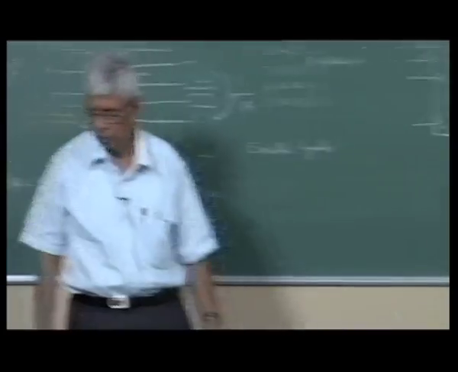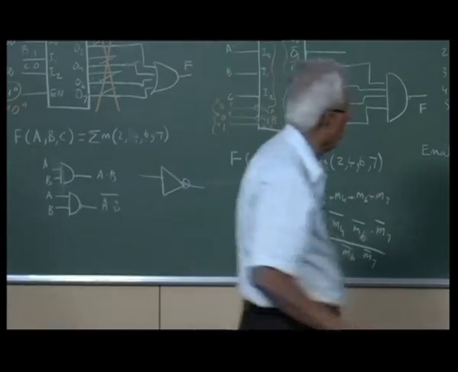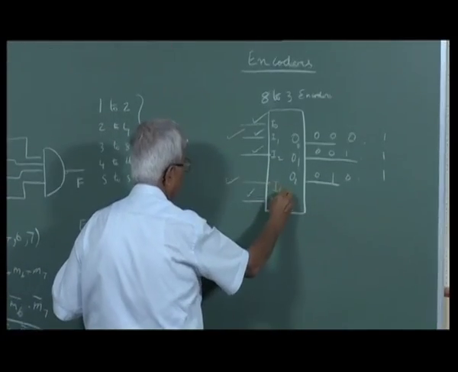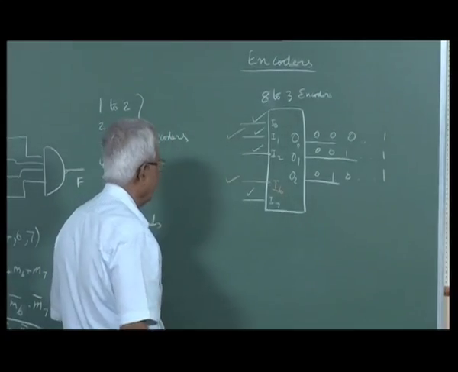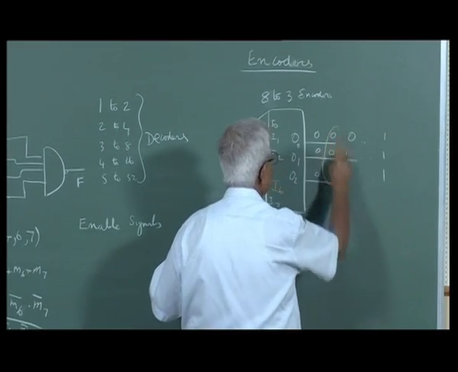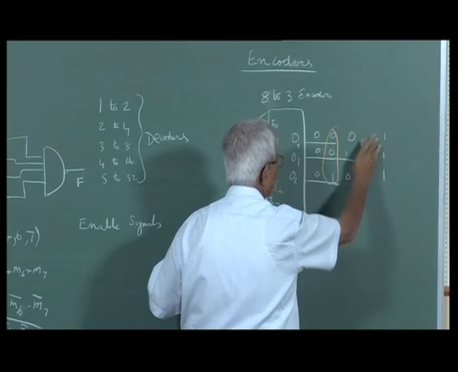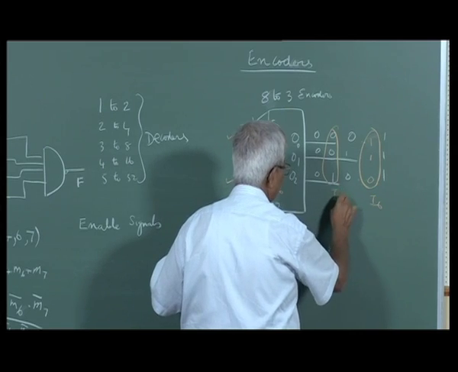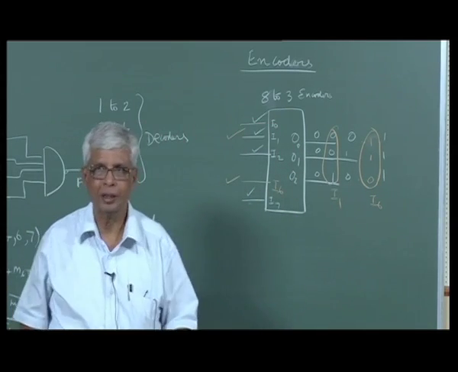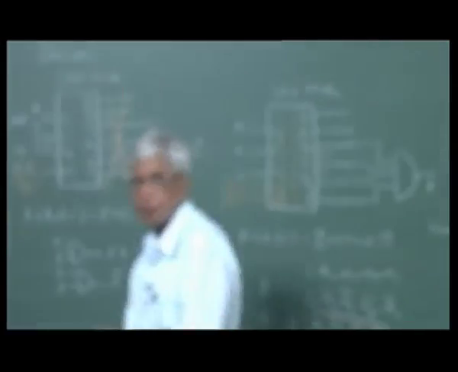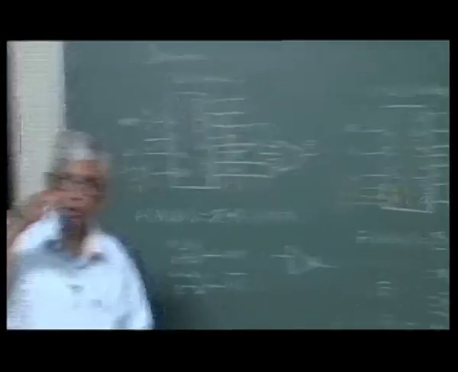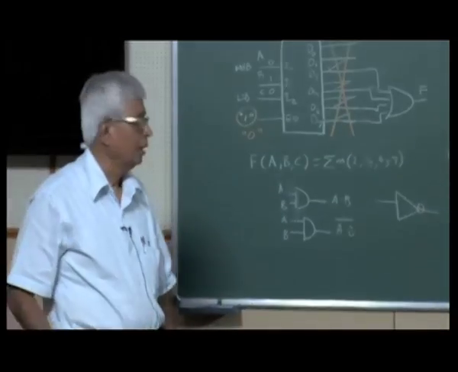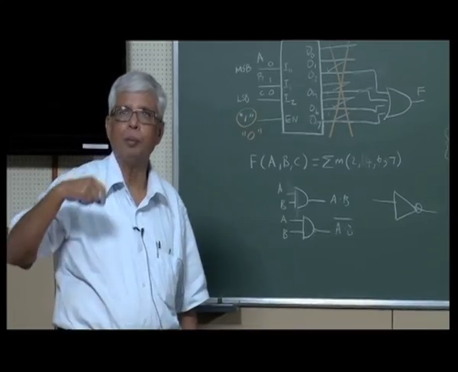Suppose I give I1 and I6 at the same time. I1 corresponds to this, I6 corresponds to that. How does the encoder behave? How does the encoder know what it should give as output? How do you as a user know what is happening? That is, there is a scheme called the priority scheme.